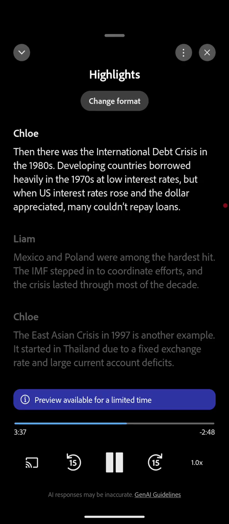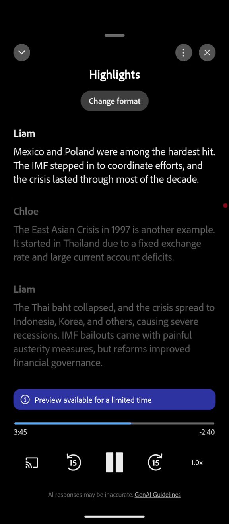Then there was the international debt crisis in the 1980s. Developing countries borrowed heavily in the 1970s at low interest rates, but when U.S. interest rates rose and the dollar appreciated, many couldn't repay loans. Mexico and Poland were among the hardest hit. The IMF stepped in to coordinate efforts, and the crisis lasted through most of the decade.